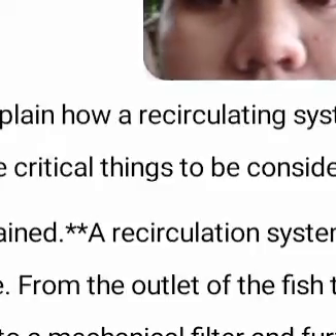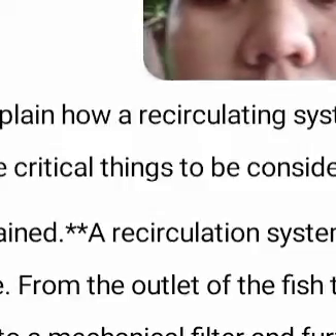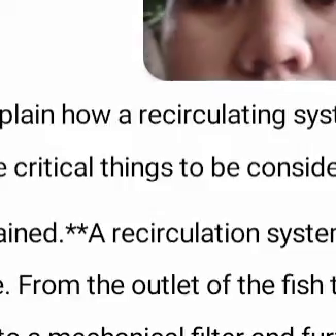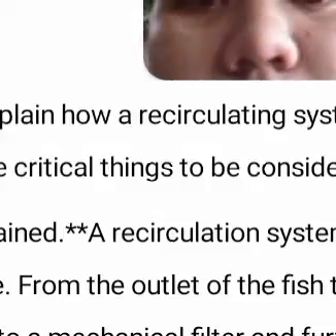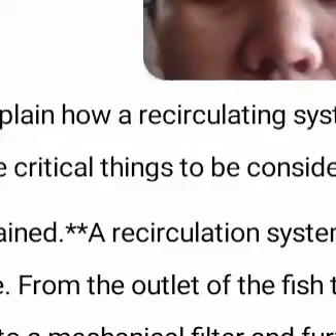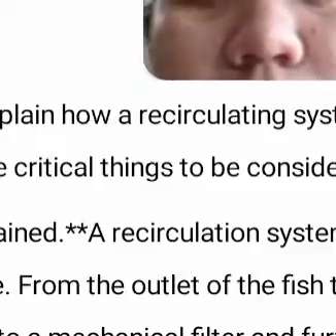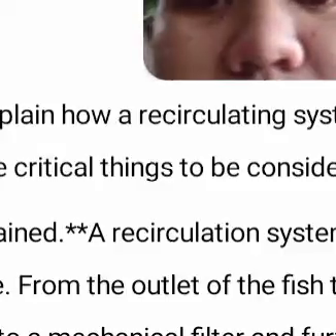Number 18. Explain how a recirculating system works. What are the critical things to be considered and maintained? A recirculation system is in fact quite simple. From the outlet of the fish tanks, the water flows to a mechanical filter and further onto a biological filter before it is irradiated and stripped of carbon dioxide and returned to the fish tanks.